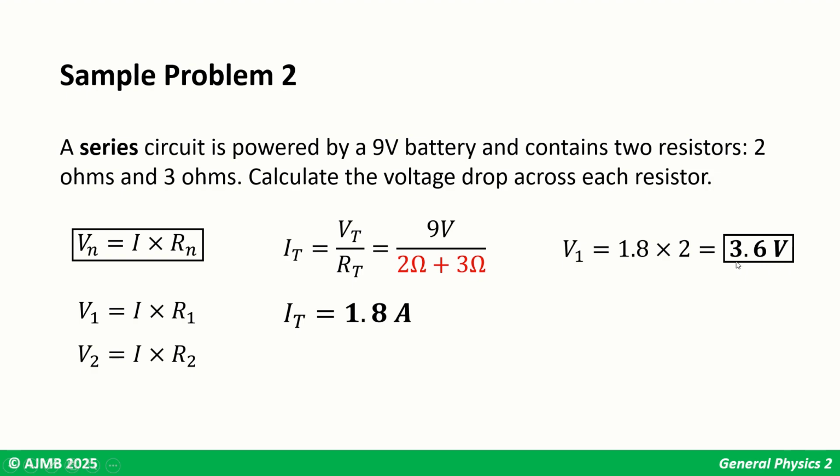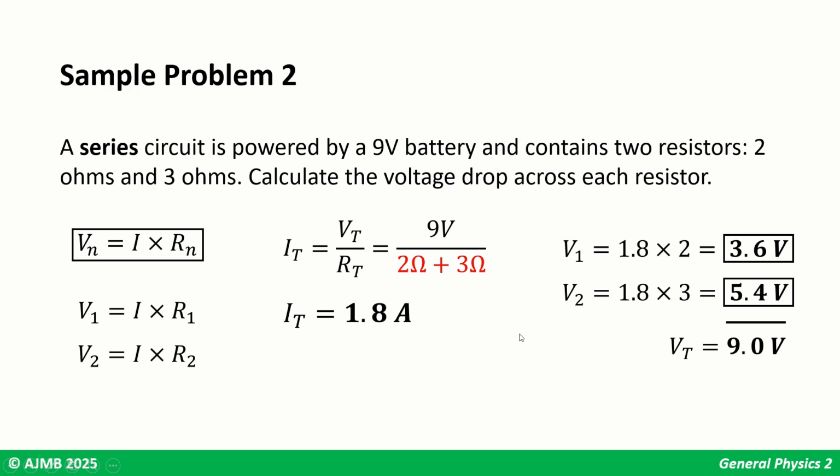So how much voltage is spent? 3.6. How much is remaining for 9 volts? V2, 1.8 times 3, that is my second resistor. 5.4. If I add this, I should get 9 volts. The sum of the voltage drops is equal to the voltage gain from the battery. Okay? Does it make sense that I have a larger voltage drop here? Yes, because my resistance is also larger in resistor number 2. Okay?